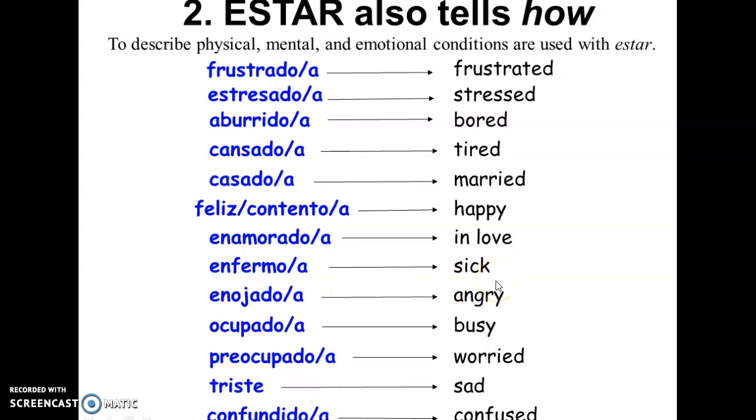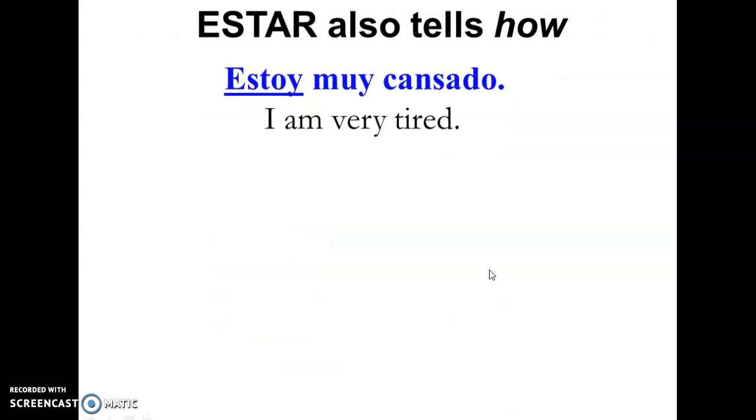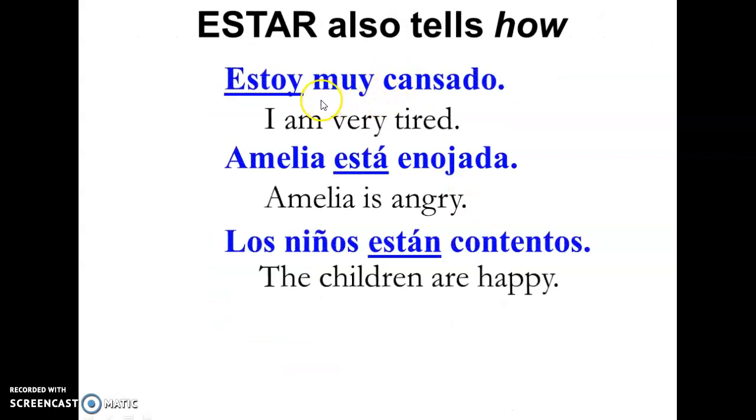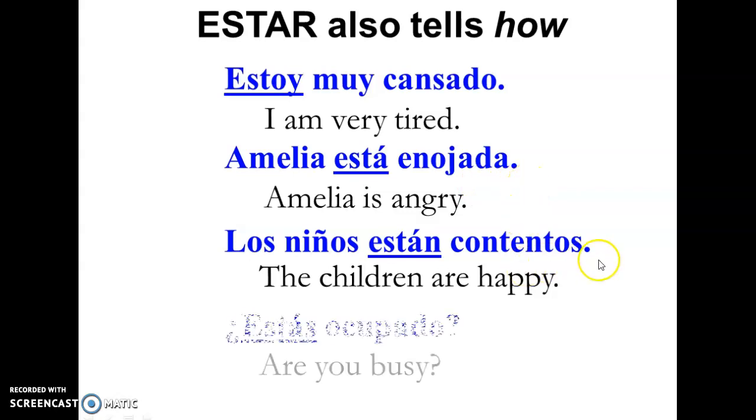So these are just a few of the most common emotional conditions and how we feel at a certain time. Examples. Estoy muy cansado. Amelia está enojada. Los niños están contentos. ¿Estás ocupado?